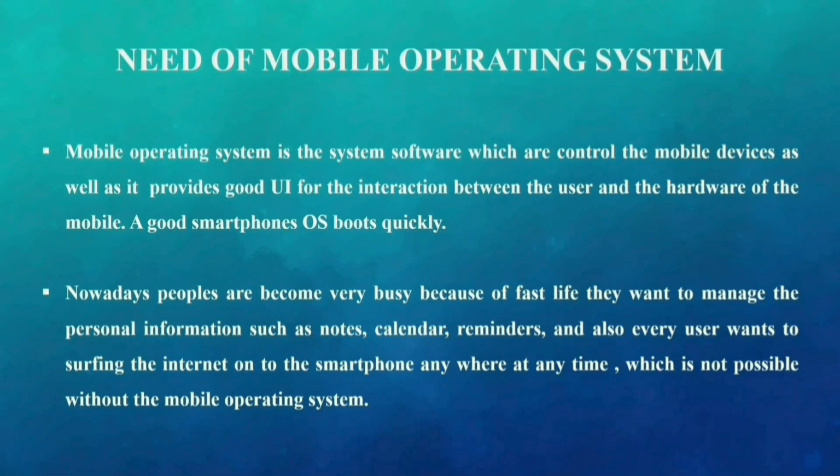Need of mobile operating system. A mobile operating system is the system software which controls the mobile devices, as well as providing a good user interface for the interaction between the user and the hardware of the mobile. A good smartphone OS works quickly. Nowadays, people have become very busy because of their fast-paced life. They want to manage personal information such as notes, calendar, reminders, and every user wants to surf the internet on the smartphone anywhere at any time, which is not possible without the mobile operating system.